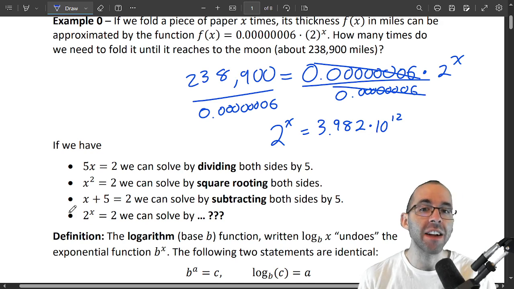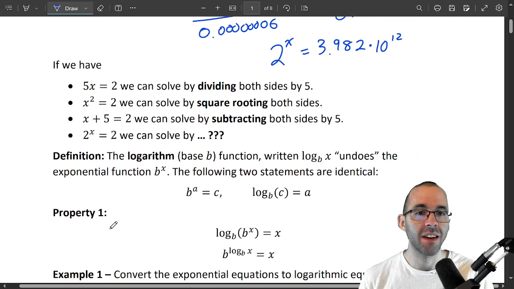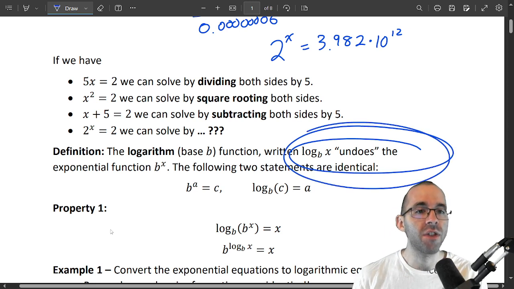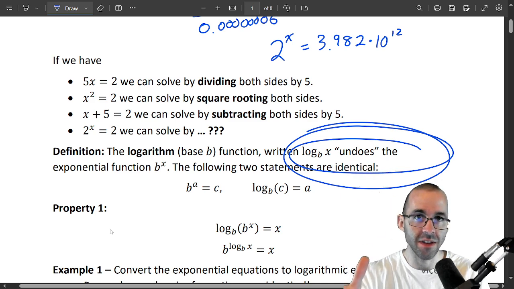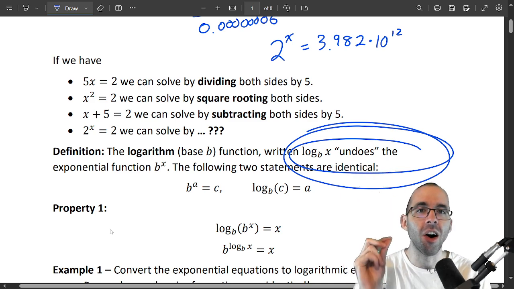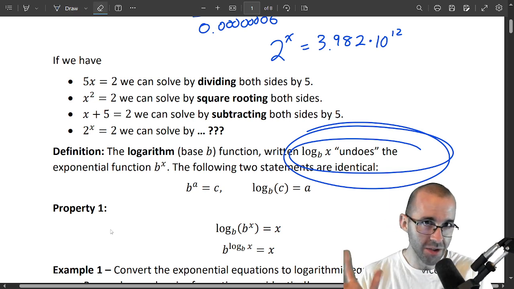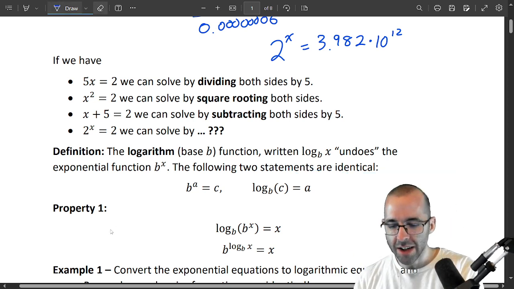So that's what a logarithm is. The logarithm undoes the exponential function. If you remember nothing else from this section, remember this. A logarithm undoes an exponential function. The technical term is inverse, but it undoes it.